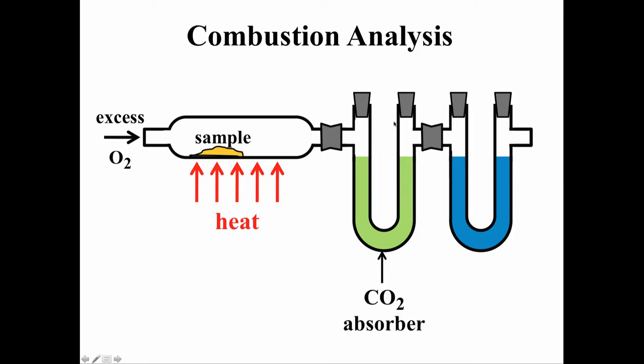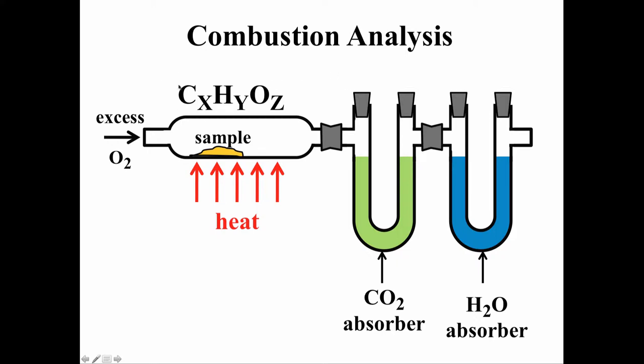The first U-tube contains a material that absorbs carbon dioxide, and the second U-tube contains a material that absorbs water. By the time the reaction is done, this U-tube will weigh more than it weighed when it started, and its new mass is due to absorbed carbon dioxide. Similarly, this U-tube will weigh more than it did because it has absorbed water that stuck to the material in here.